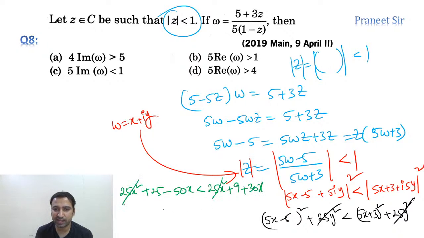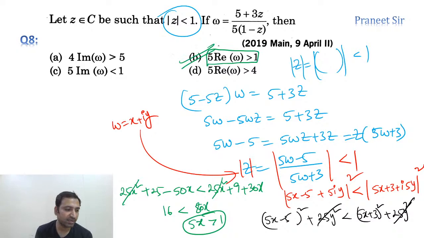So 25x square cancelled, and how much do we get? 16 less than 80x. So from this, 5 times x is greater than 1. That's what we're getting, guys. So that means 5 times the real part of omega is greater than 1 only, right? Is the second option correct? Correct or not? Guys, is it clear? Everyone understood this?